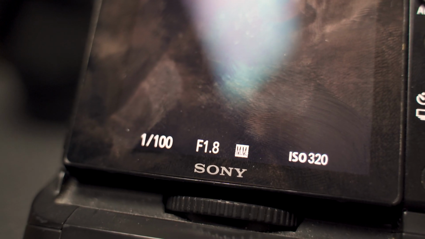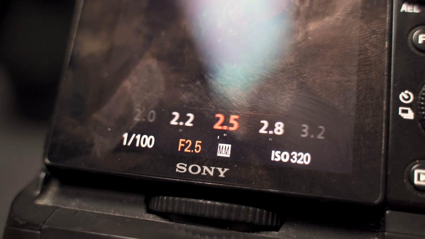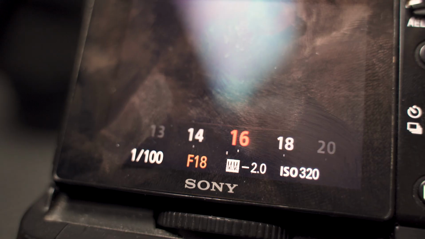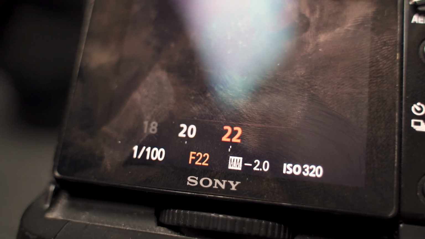Larger apertures mean lower numbers, for example 2.8, 1.8, 1.4, or even 0.9. Yeah, there is a lens with 0.9. I don't know how people can focus with that lens, but anyway. Smaller apertures mean f16, f18, f20 and f22.